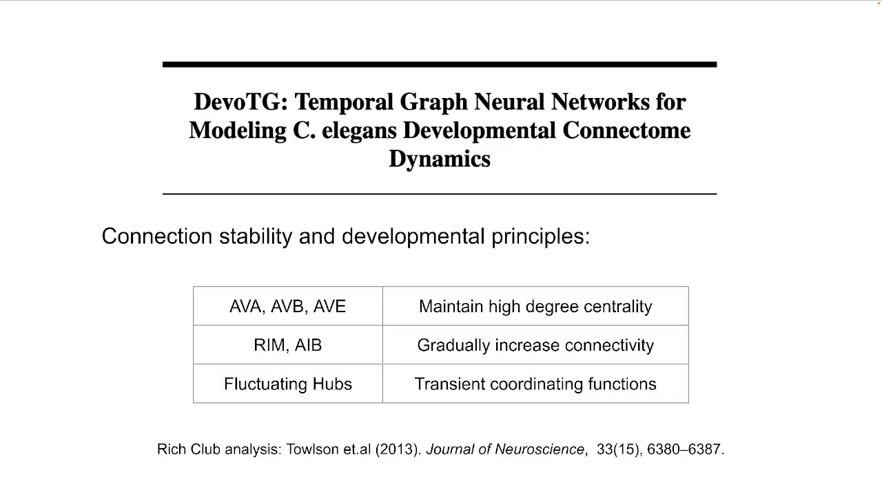And then you have fluctuating hubs. So you have hubs that are in the rich club analysis, but they fluctuate in terms of their connectivity, and they serve these transient coordinating functions in larval development. Sometimes they're more deeply involved in connecting things, sometimes not. So he was able to extract all these from the developmental synaptic connectome and then make a comparison to the rich club.